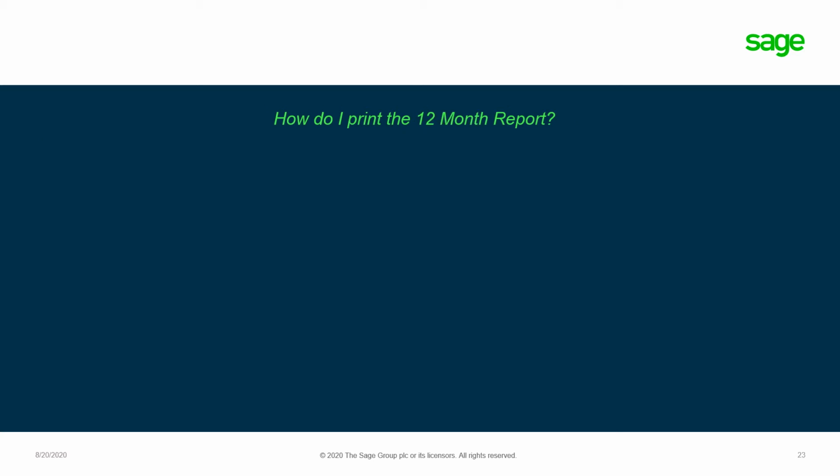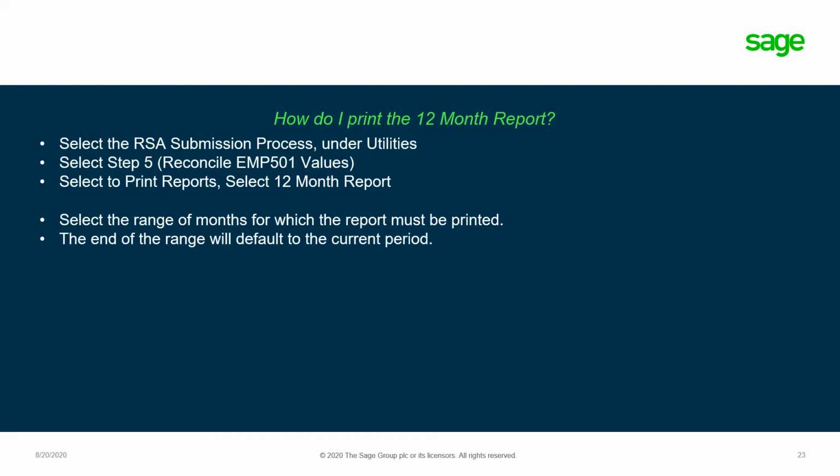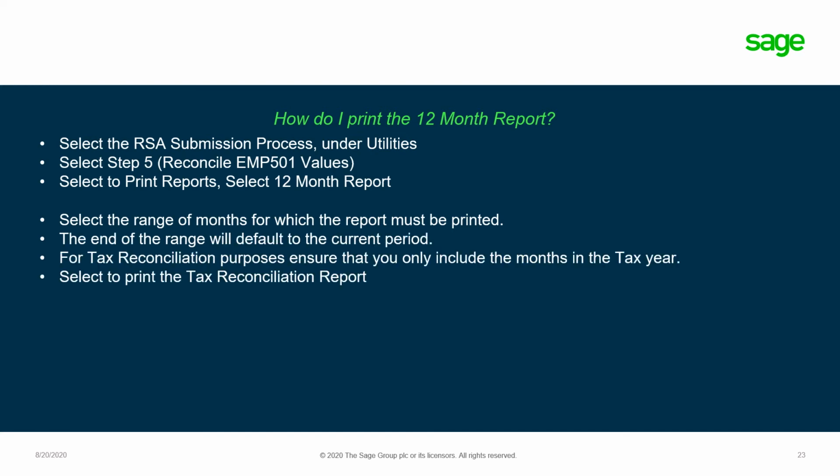How do I print the 12-month report? Select the RSA submission process under Utilities. Select Step 5. Select to print reports. Select the 12-month report. Select the range of months for which the report must be printed. The end of range will default to the current period. For tax reconciliation purposes, ensure that you only include the months in the tax year. Select to print the tax reconciliation report.